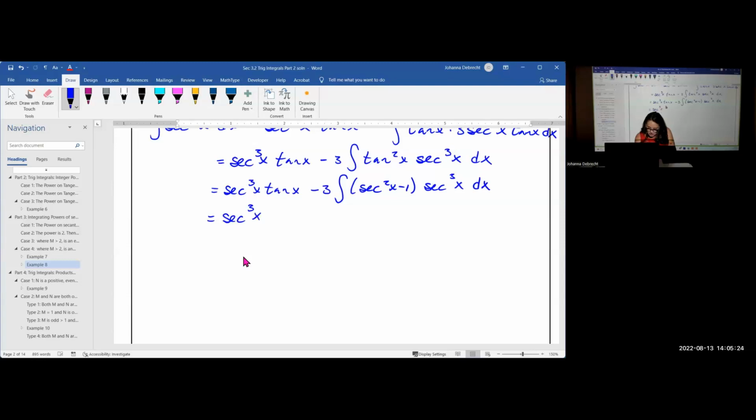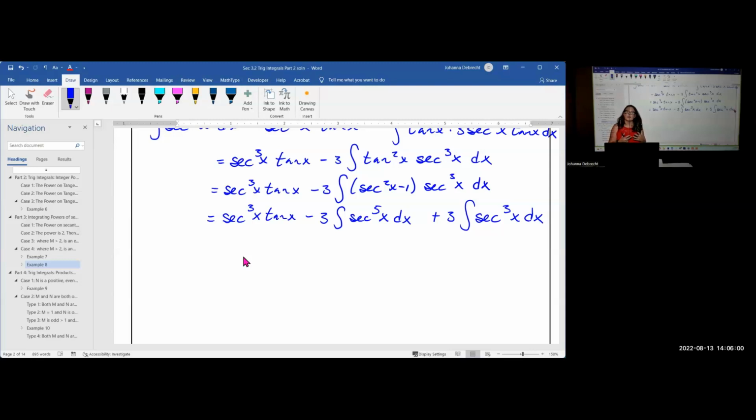So I have secant to the 3rd of x, tangent of x, minus 3, the integral of secant to the 5th of x dx. Remember, doing the distributive property. So 3 times secant of x times secant cubed gives me a negative 3 secant to the 5th of x. Then a negative 3 times a negative 1 is 3 times secant cubed of x dx. So plus 3, the integral of secant cubed of x dx. In other words, in order to integrate the 5th power of secant, I have to be able to integrate the 3rd power of secant. Not so much fun.